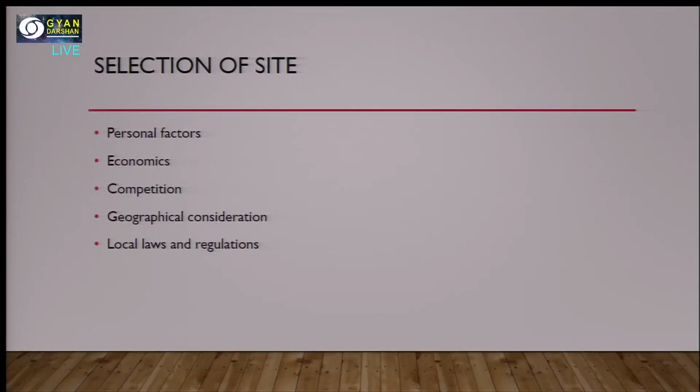An important part is the selection of the site. If you are going for manufacturing, you need to keep these things in mind: personal factors, economic factors, and competition, meaning how the competition will be in the market, which also depends upon the site. Geographical considerations and local laws and regulations should also be kept in mind. These aspects help even if you are thinking of service sectors, and they have implications on your products as well as your services.